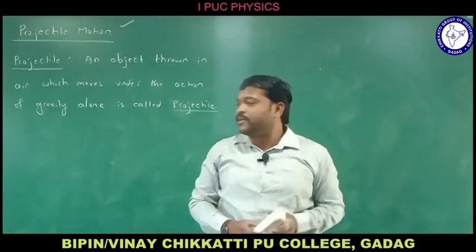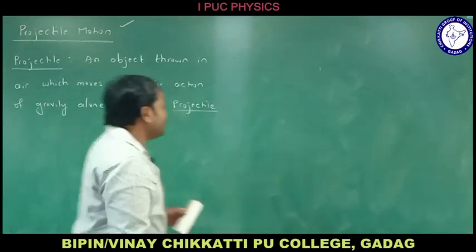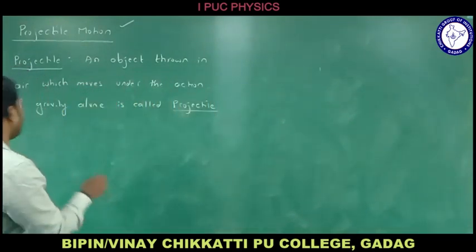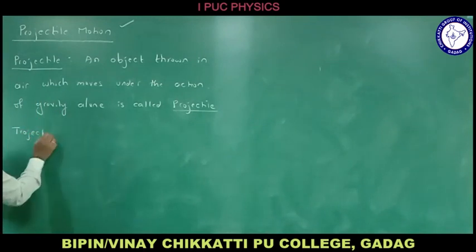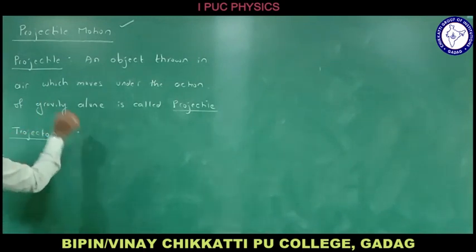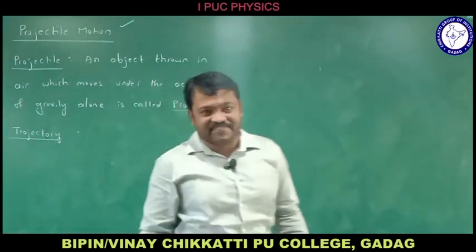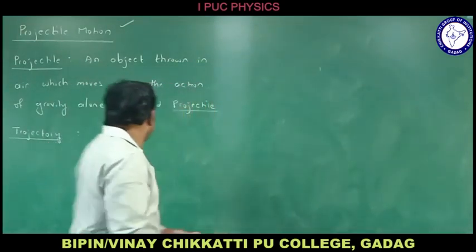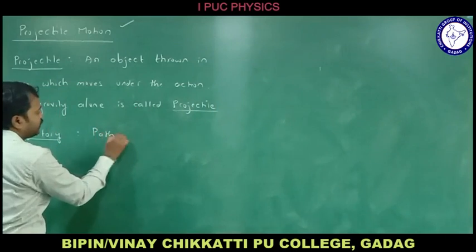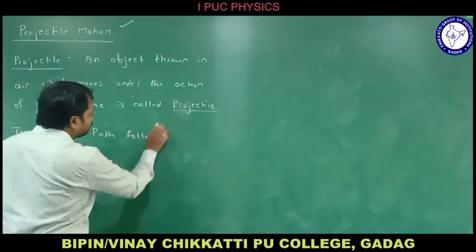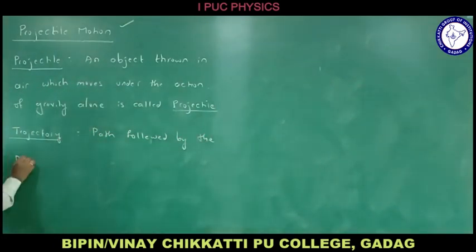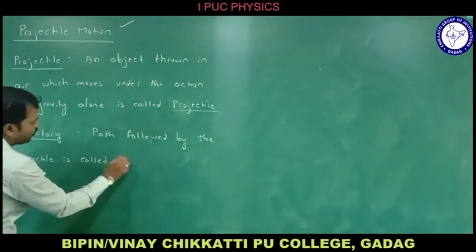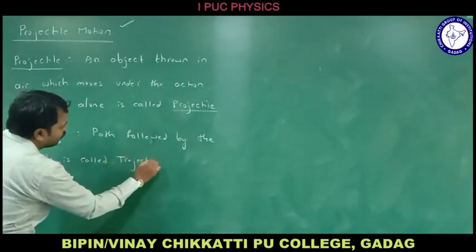First thing, be clear what is the meaning of projectile. Next, I will be using another word, that is called trajectory. Let me write, what is the meaning of trajectory? Trajectory is the path followed by the projectile. The path followed by the projectile is called trajectory.